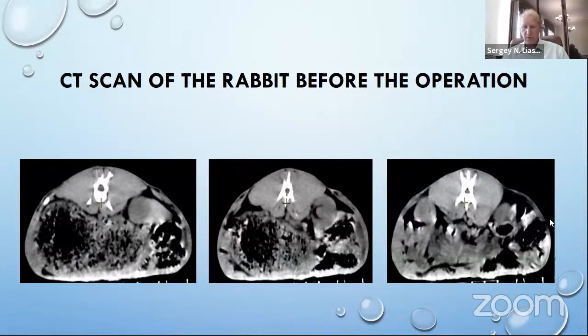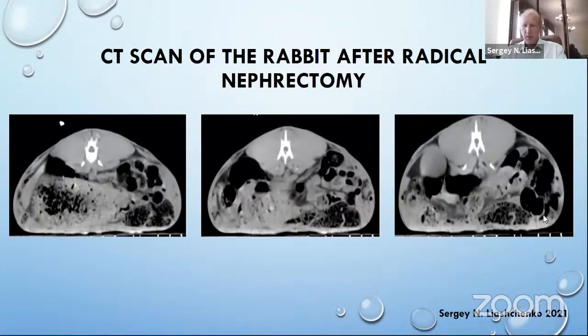We made an experiment on 10 rabbits weighing 3.5 to 4.5 kilograms. Nephrectomy with the surrounding tissue was performed under anesthesia. Five nephrectomies were performed on the right and 5 on the left side. Before the operation and then 1, 3, 6, and 12 months after it, a CT scan of the rabbit abdominal cavity was performed.